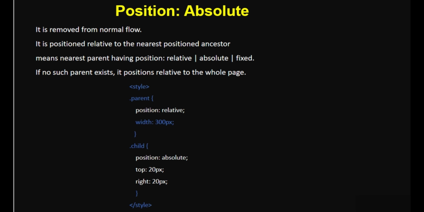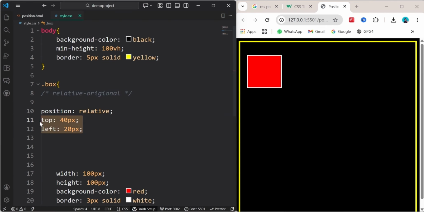Position absolute. It is removed from normal flow. It is positioned relative to the nearest parent, having position relative. If no such parent exists, it positions relative to the whole page, as you can see in the below example. The child will move top and right 20 pixels from its parent that has relative position.